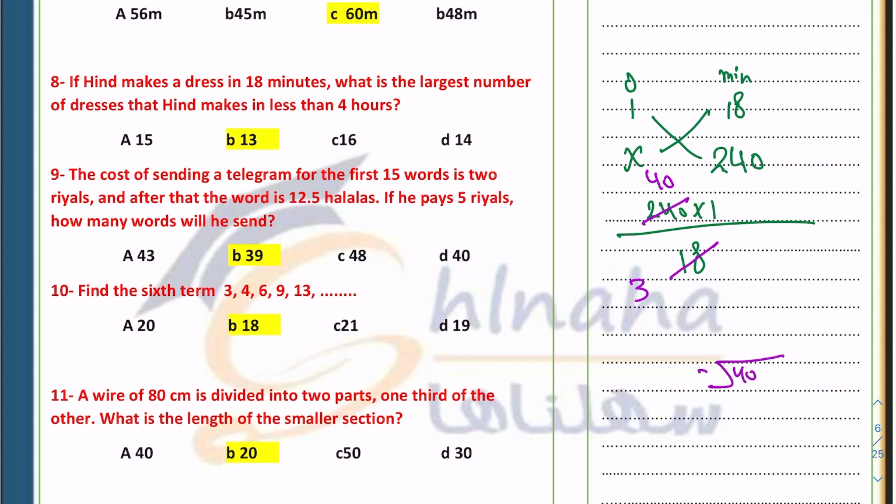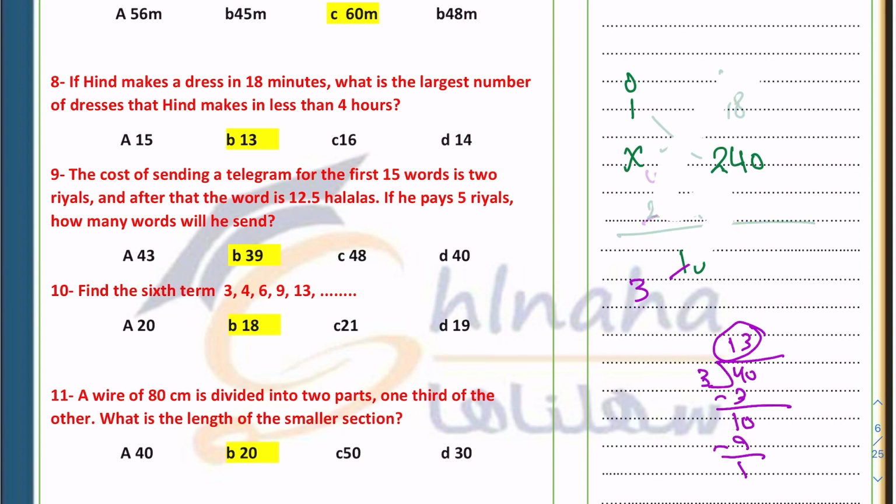40 divided by 3. 4 divided by 3 is 1. 1 times 3 is 3. Subtract, it will be 1. Drop, it will be 10. 10 divided by 3 is 3. 3 multiplied by 3 is 9. Subtract, it will be 1. So she can finish 13 dresses, and the remaining time is not enough to make one more dress.